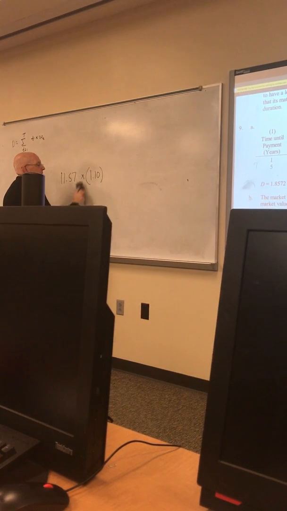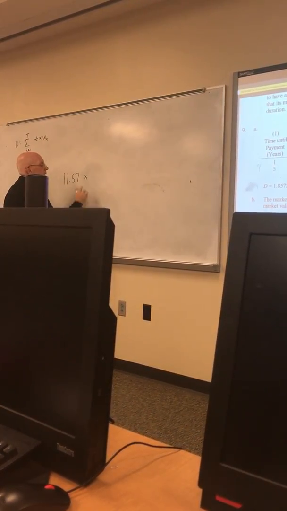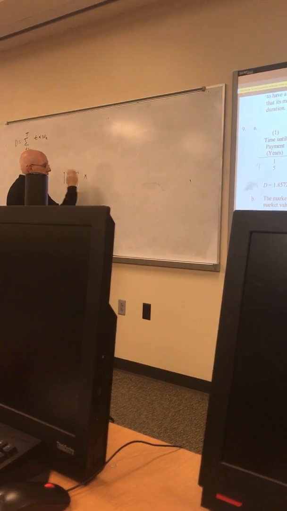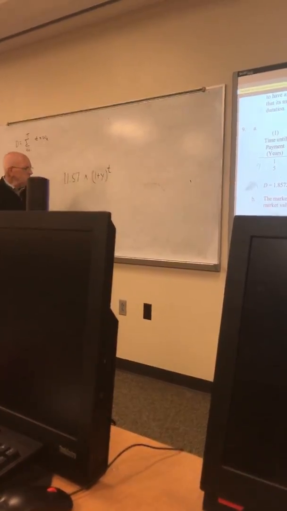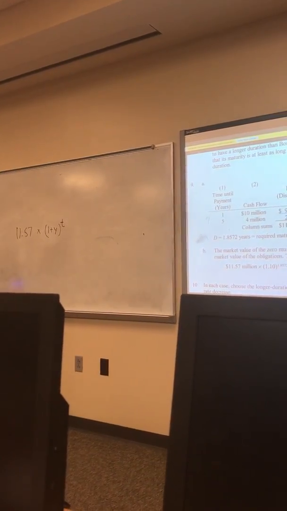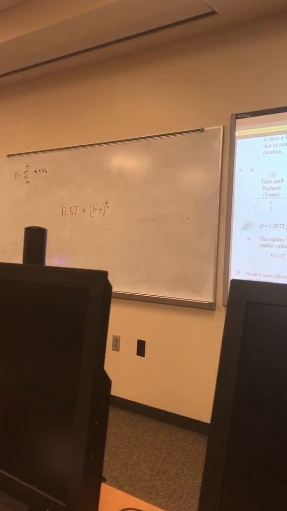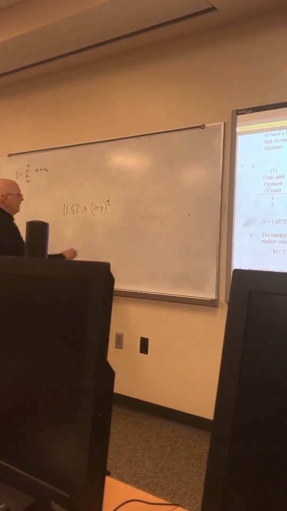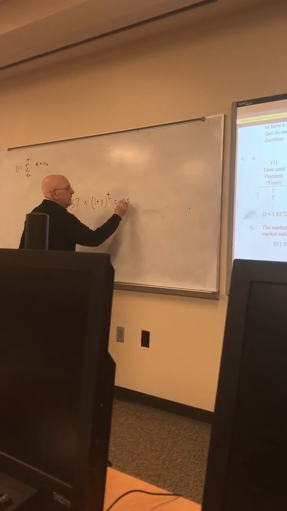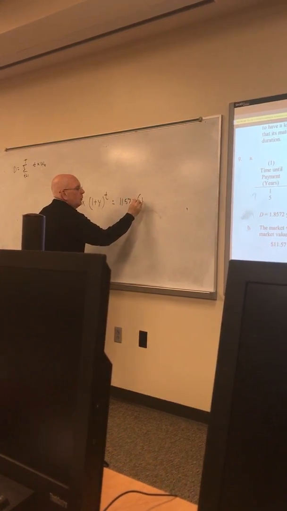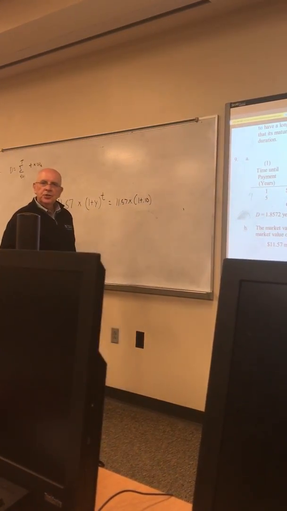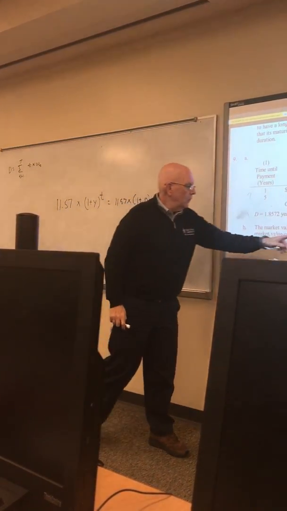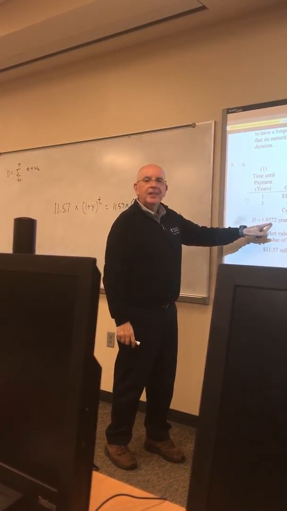Okay, let me write that out. The way that we do it is 1 plus the interest rate to the t power. And you recognize this formula, don't you? 1 plus y to the t power. It's calculating the future value. So 11.57 times 1 plus 0.1, and what's the maturity of that zero coupon bond? 1.8572.